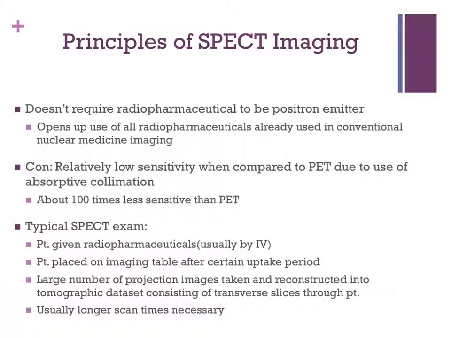A large number of projection images are taken, from tens to hundreds, and are then reconstructed into a tomographic data set consisting of a series of transverse slices through the patient, and this is done very similarly to that used in PET or CT. SPECT scans usually have extended acquisition times, which make it not commonly used for dynamic studies due to the motion.